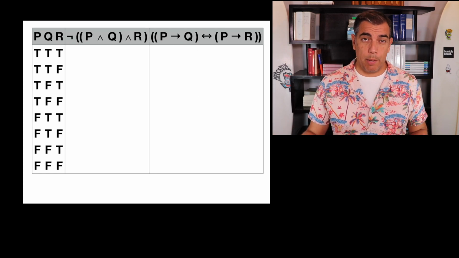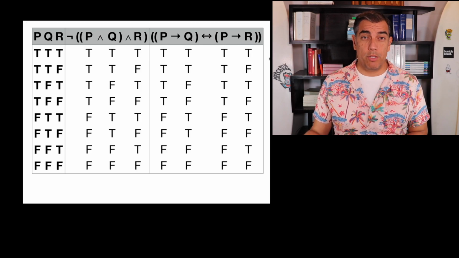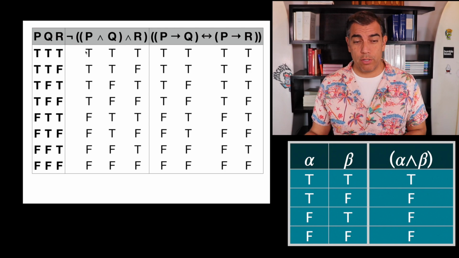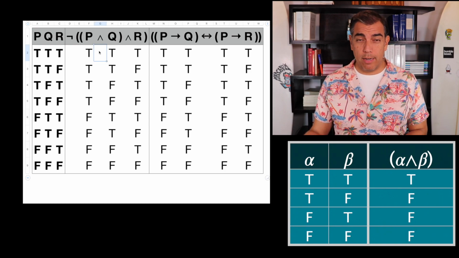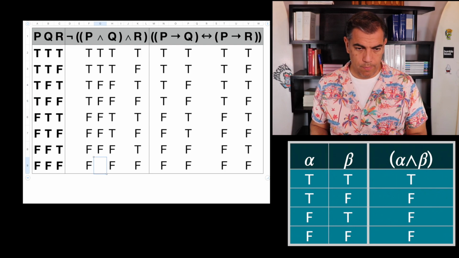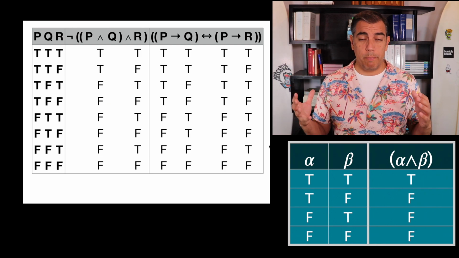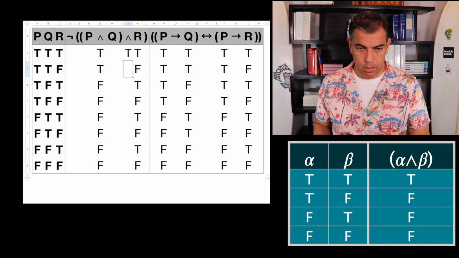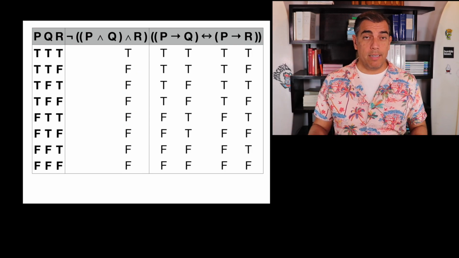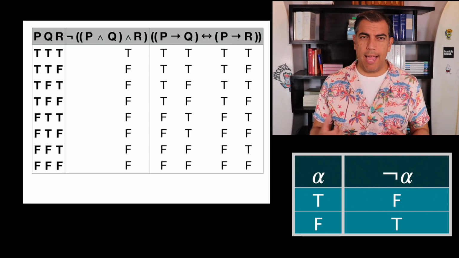Number 8, let's go ahead and copy and paste. For complex proposition number 1, it looks like I'm going to have to build up that P and Q conjunction first. Again, true only when both conjuncts are true. The next step is the bigger conjunction, P and Q and R. And then finally, negating the whole thing, just flipping the F's and the T's.